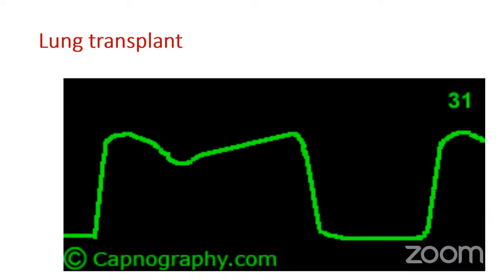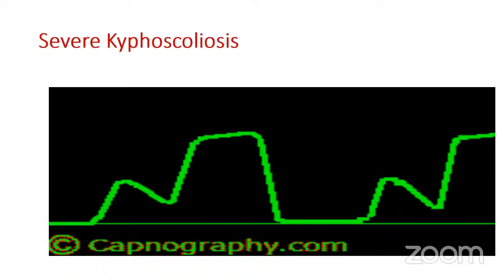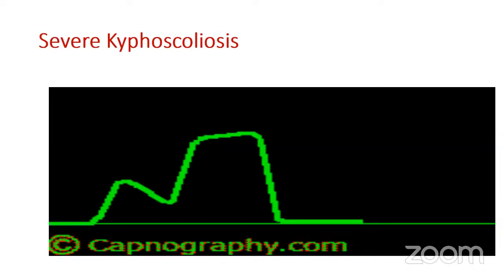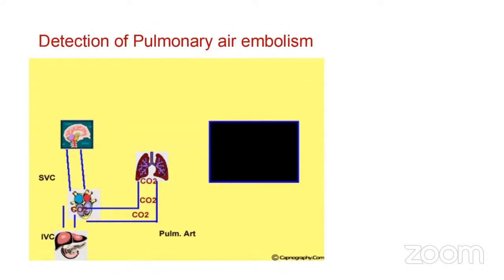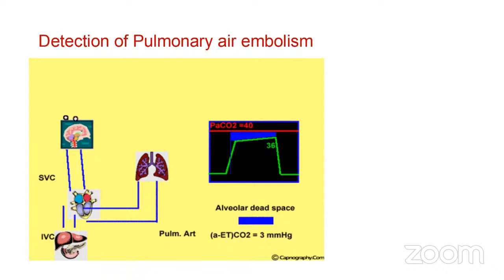In patients with lung transplantation, because of the single lung transplantation, there is a change in the waveform which shows this type of waveform. In kyphoscoliosis, where ventilation and perfusion are occurring at different times, the waveform will be different like this. If there is a problem with the sampling tube or a leak, the waveform is like this. In patients with pulmonary embolism, we can detect it like this: suddenly there is a fall in the ETCO2.